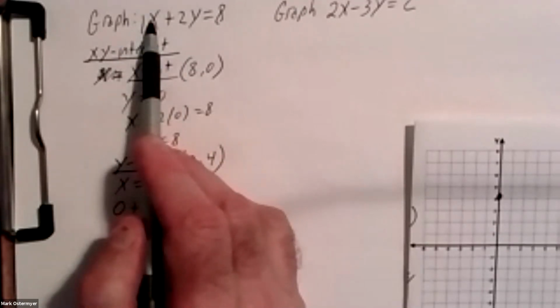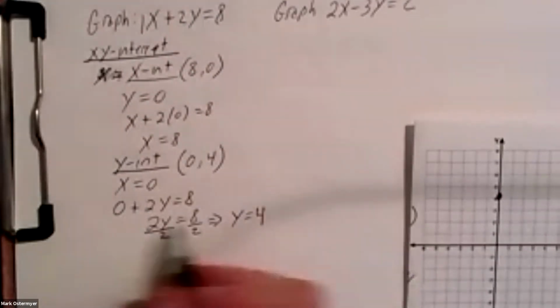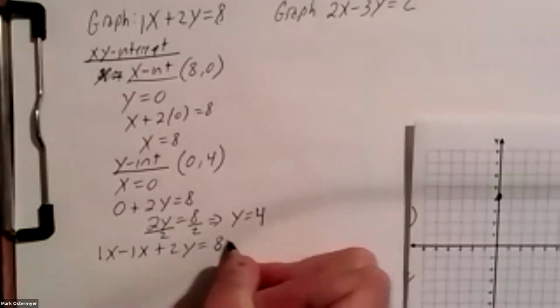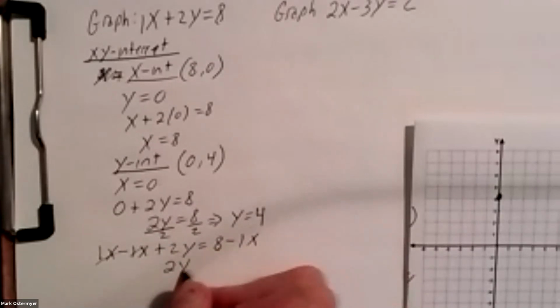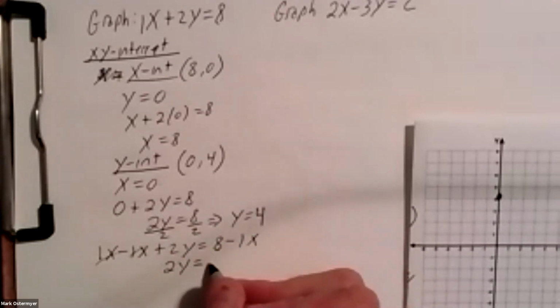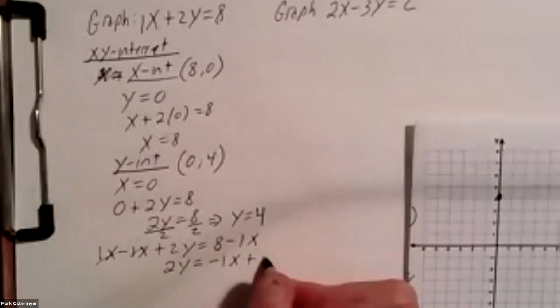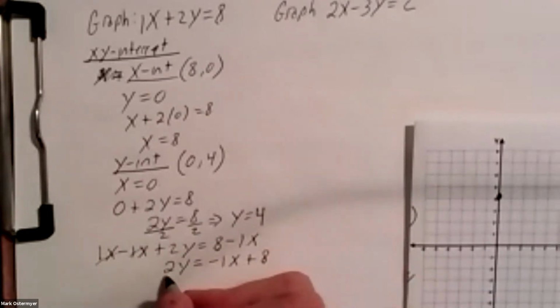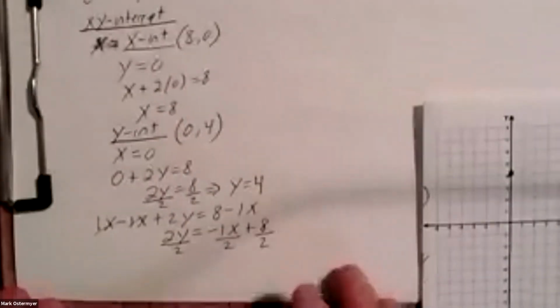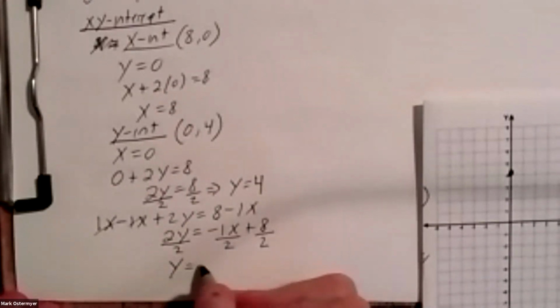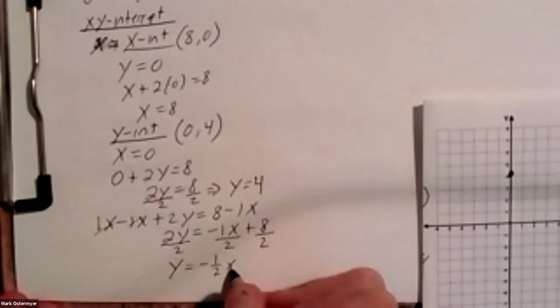How do I move a 1x over to the right side of my equation? Subtract the x. Let's minus off 1x from both sides. The 1x's drop out on the left, leaving you 2y. I'm going to spin these terms around, negative 1x plus 8. Divide both sides by 2 now, and we will have solved for y. So therefore, y is equal to negative 1/2 x plus 4.